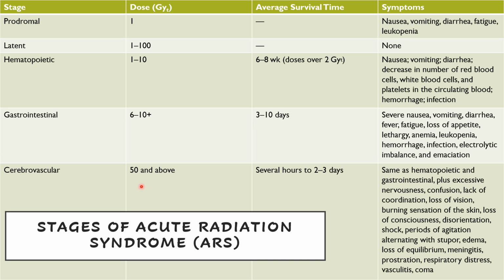Cerebrovascular stage, 50 or more gray tissue. Average survival time, several hours to 2 or 3 days. The symptoms include the same as hematopoietic and GI, plus excessive nervousness, confusion, lack of coordination, loss of vision, burning sensation of the skin, loss of consciousness, disorientation, shock, periods of agitation alternating with stupor, edema, loss of equilibrium, meningitis, prostration, respiratory distress, vasculitis, and/or coma.